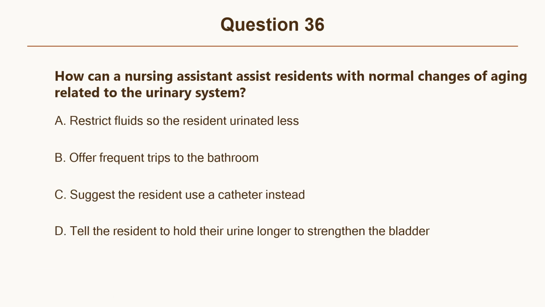Question 36. How can a nursing assistant assist residents with normal changes of aging related to the urinary system? Option A. Restrict fluids so the resident urinated less. Option B. Offer frequent trips to the bathroom. Option C. Suggest the resident use a catheter instead. Option D. Tell the resident to hold their urine longer to strengthen the bladder. The correct answer is option B. Offer frequent trips to the bathroom.